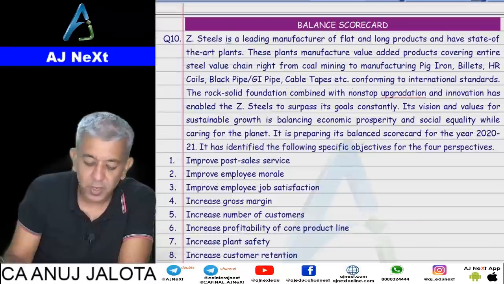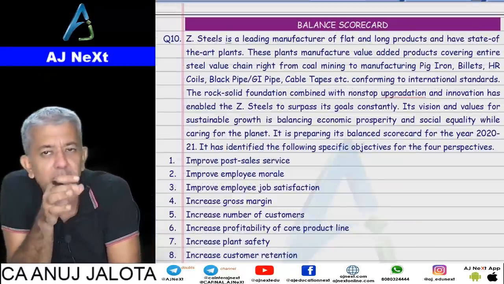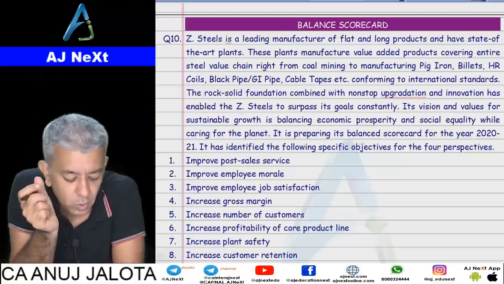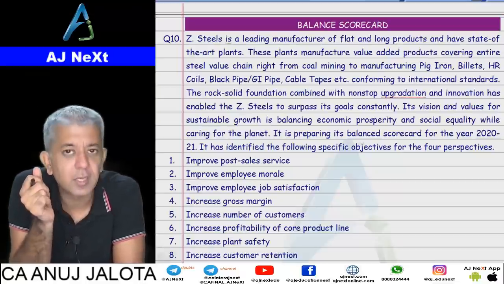Now your question number 10 is on the balanced scorecard. Balanced scorecard, we have all discussed a lot. We have done a lot of case studies on that also. So let's see what is there in this particular case study.